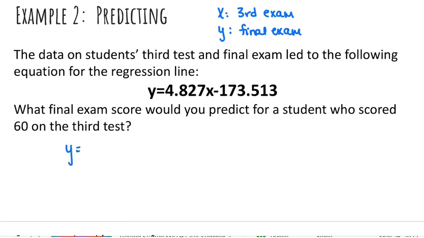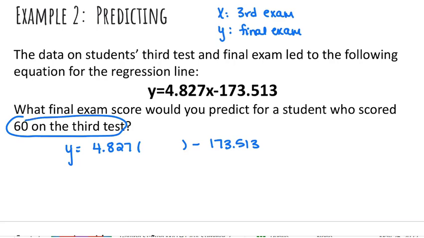Okay, I'm going to rewrite the equation. And instead of putting X, I'm going to put what we're saying X equals, the third test is the x. So we're subbing in 60 right here. If you did this calculation, you should get 116.107, which is definitely possible, because the final exam was out of 200.